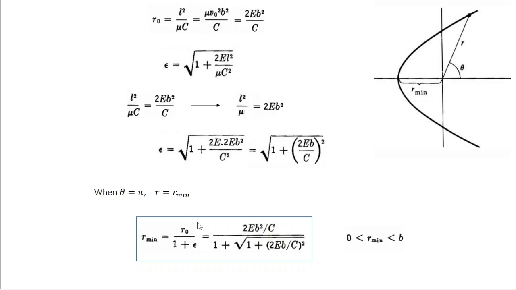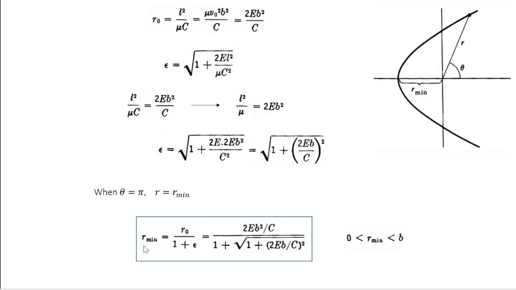Substitute in this equation, you get R minimum equal to 2EB square by C divided by 1 plus square root of 1 plus 2EB by C square. So see, all the equations are now written in terms of the kinetic energy, which is a measurable parameter. So by performing experiments, you can actually get the value of the R minimum now.